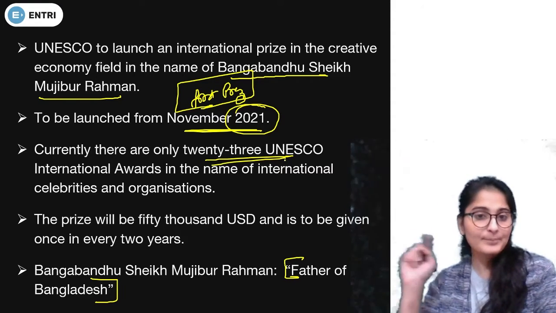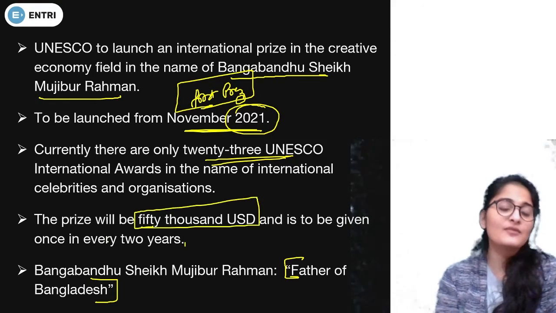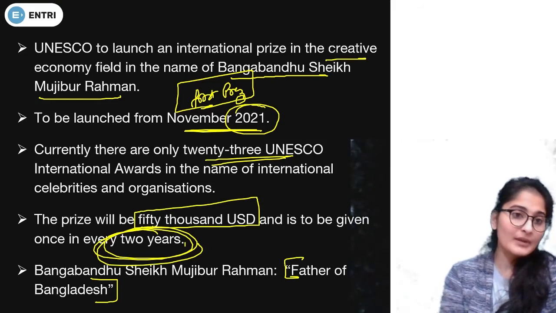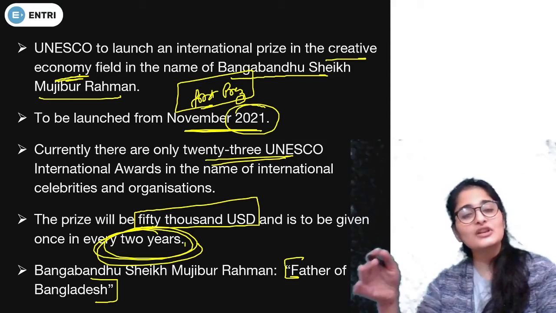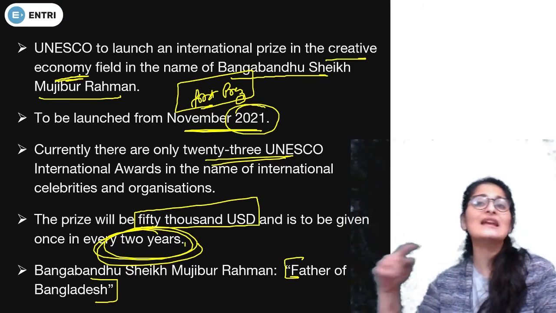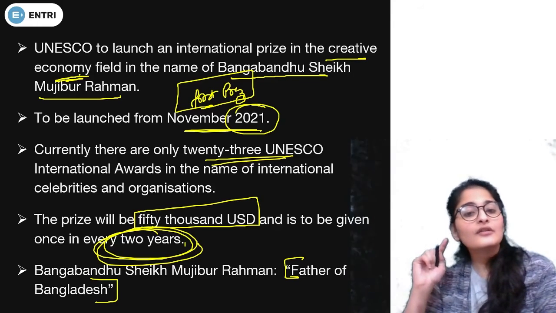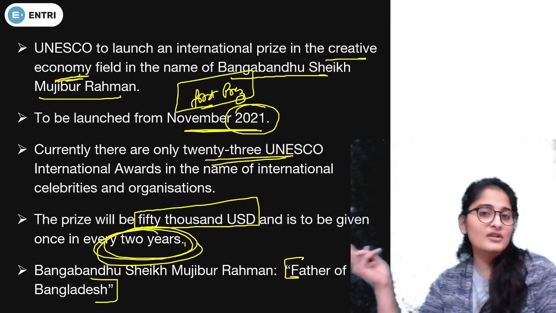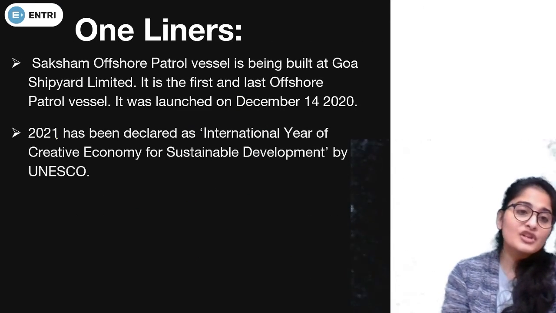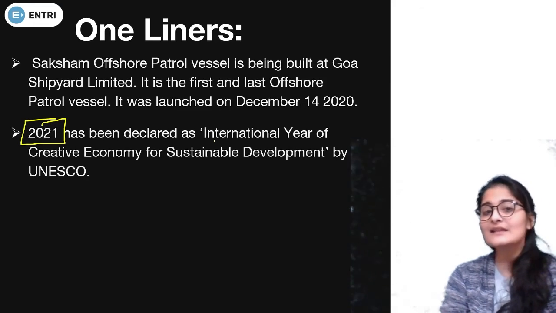As of now, there are only 23 UNESCO international awards named after any organization or any celebrity. This award has an amount of 50,000 US dollars, and it will be a biannual award that is going to be given every 2 years. But what is creative economy? Creative economy means it is not the conventional economy which requires land, labor and capital. It basically looks at creative methods that can be implemented in the economy. So for that purpose, a 50,000 US dollars award every 2 years is going to be released in the name of Bangabandhu Sheikh Mujibur Rahman.